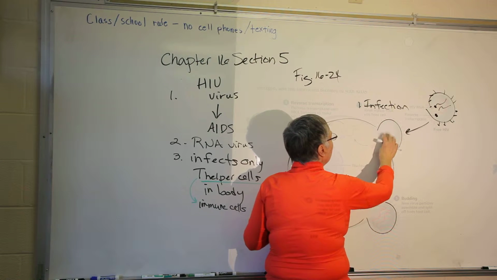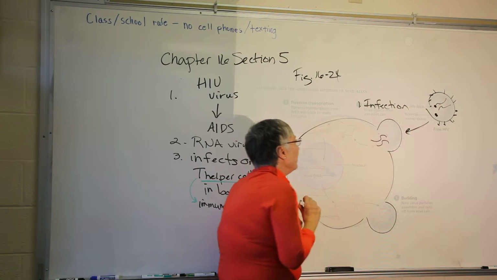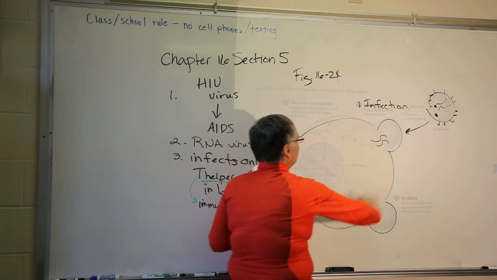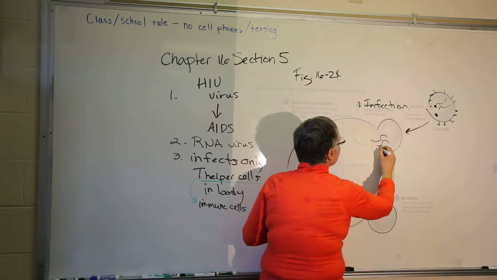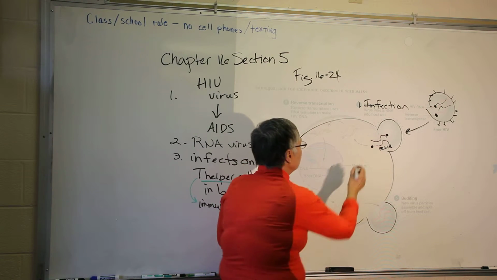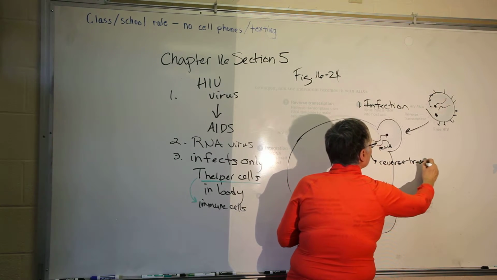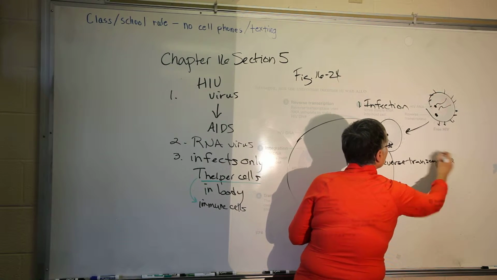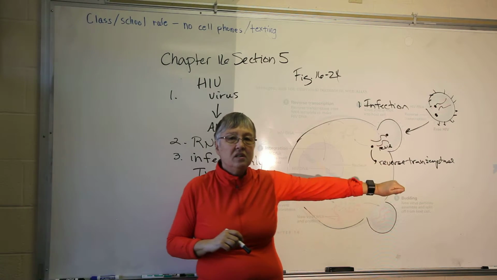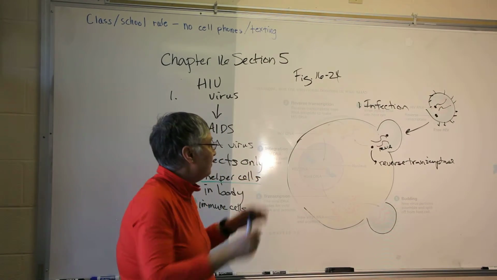So in this first diagram here, you see the virus attaching and then releasing its contents into the T helper cell. So this is the RNA, and attached to the RNA is an enzyme, and this enzyme is called reverse transcriptase. And it's actually the target of a number of drugs that are used now to combat AIDS, to keep the viral levels very low.